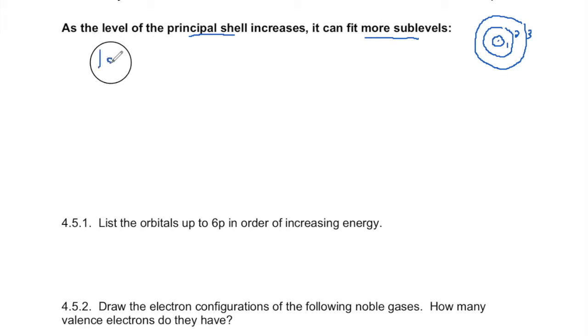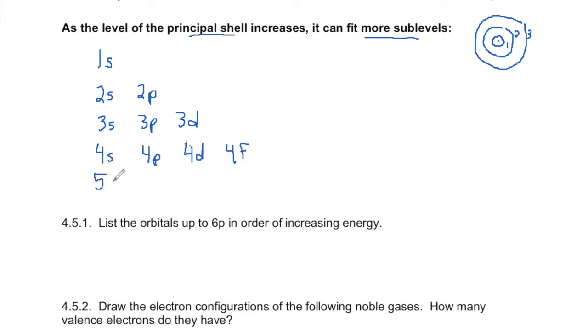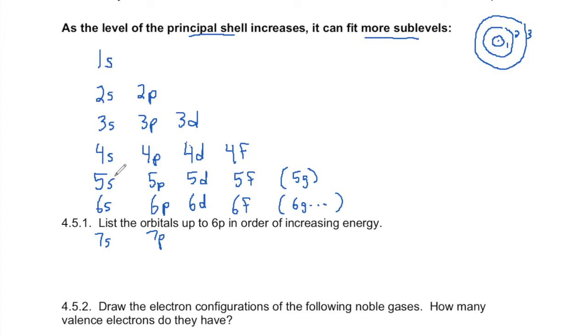So level 1 can only fit an S sublevel. It cannot fit a P sublevel. Level 2 can fit an S and a P. Level 3 can fit an S, a P, and a D. Level 4 can fit S, P, D, and F. Level 5 can fit S, P, D, and F, and then if we had enough electrons, maybe even G. We don't have any elements that go out this far, so I'm putting this part in parentheses. 6 can have S, P, D, and F. And then I just started drawing the 7 just so that I can show you the answer to question 4.